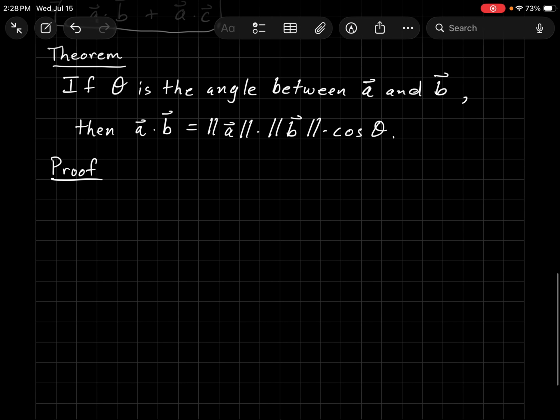So I'm going to start with a picture to help us out a bit. And you might not know why I'm drawing the picture. You might think, well, how did I think of doing it? Well, we'll see at the end. This is a clever way to set up the problem to help us get the proof. So I have two vectors, A and B, and I'm going to put their tails together like this.